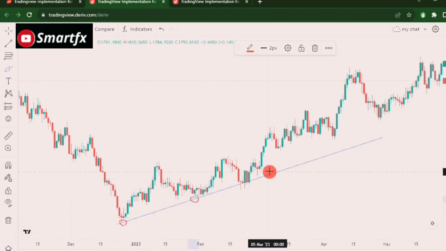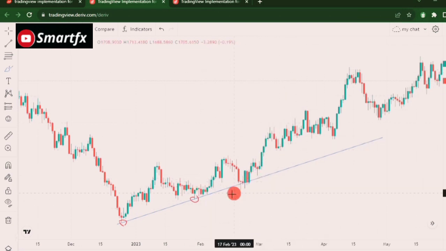If you're a trend line trader, you draw your trend line and extend it, waiting for the third touch, which is here, for you to enter your trade. So when the market comes to this third touch, you can see what is happening. Look at this candlestick here.